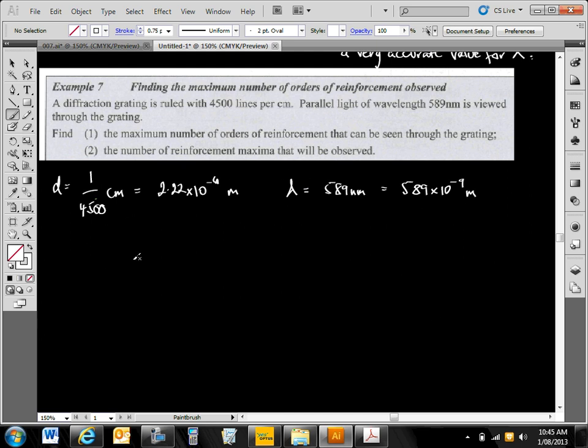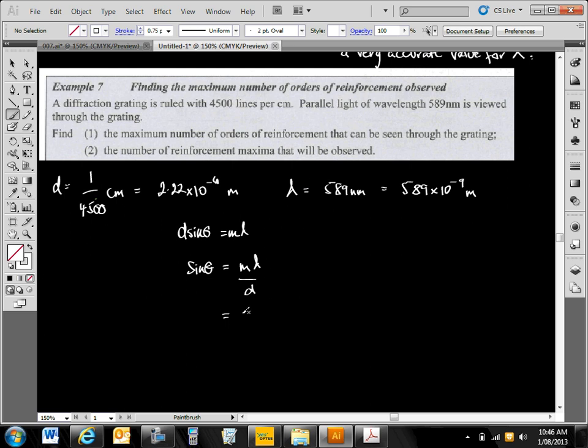Maximum number of orders. What information do we have here? If you say that d sine theta equals m lambda, how big does this go? This m is the question, isn't it? Really, sine of theta equals m lambda on d, and we can do this calculation, this lambda on d.